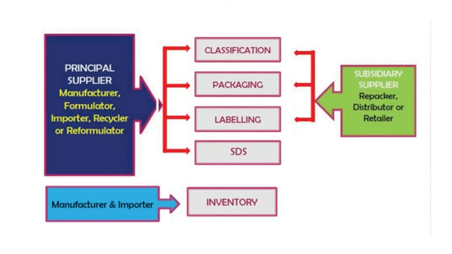Duty of chemical supplier. Suppliers are defined as persons who supply hazardous chemicals. Principal suppliers are the suppliers who formulate, manufacture, import, recycle or reformulate hazardous chemicals, while subsidiary suppliers are suppliers who repack, distribute, or retail the hazardous chemicals. Suppliers are responsible for classification, labeling, preparation of safety data sheets, packaging and chemical inventory information.